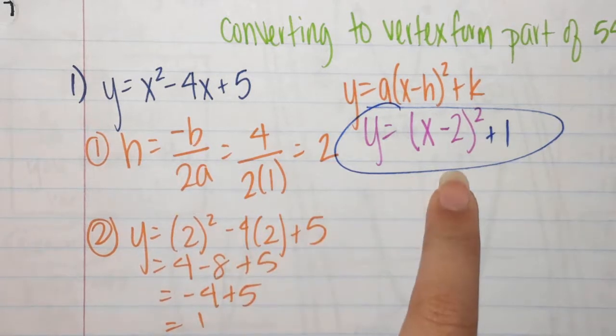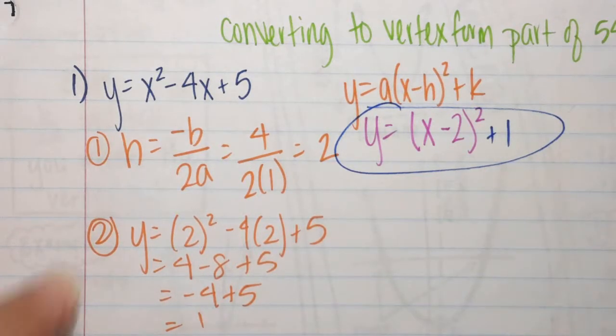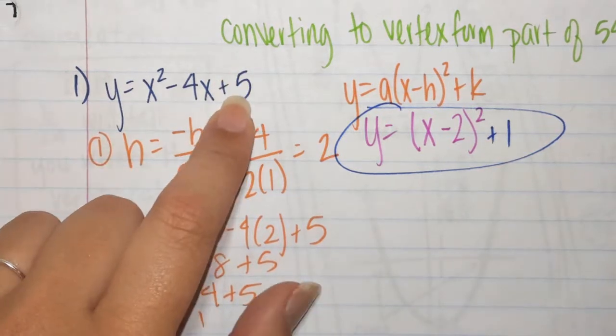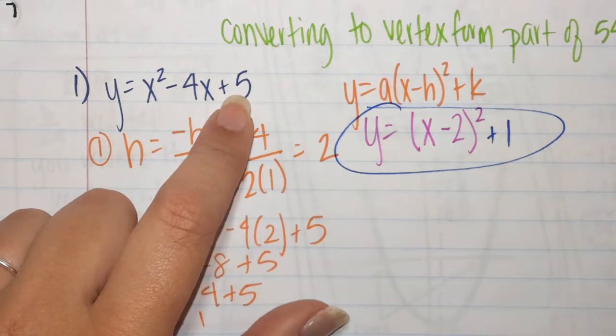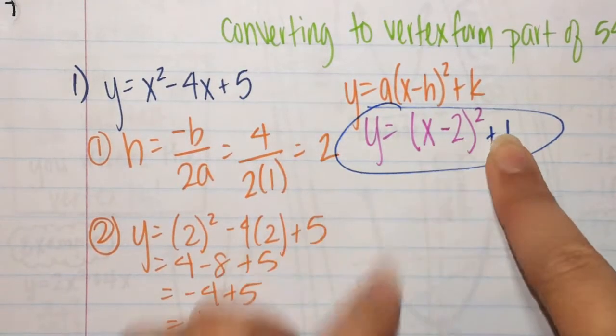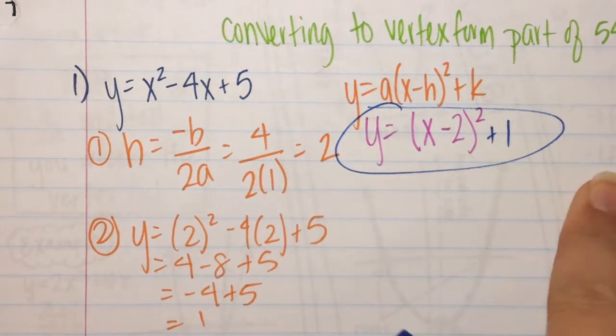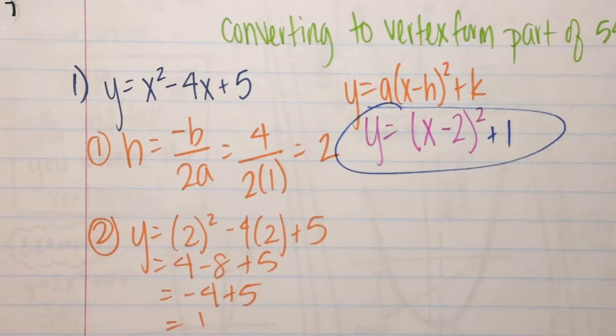How would you graph it? So you can graph it either way. You can plot your vertex and then use your y-intercept and reflect the same way we did the first time. Or you can plot your vertex and go up 1, right 1, up 4, right 2. So you can use either method. That was a good question.